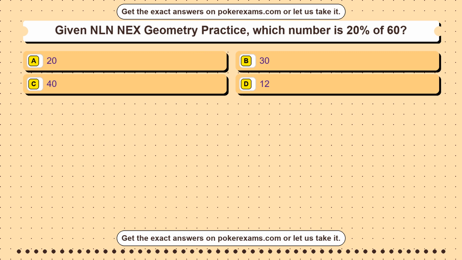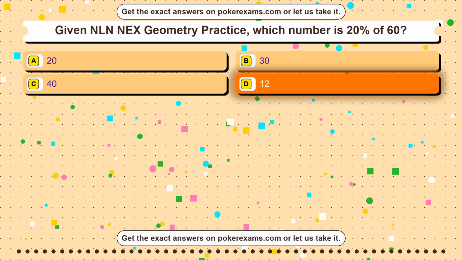Question 38. Given Get Geography Practice, which sentence uses correct subject-verb agreement? Option A, The student are ready. Option B, The students are ready. Option C, The student be ready. Option D, The students is ready. The correct answer is option B.